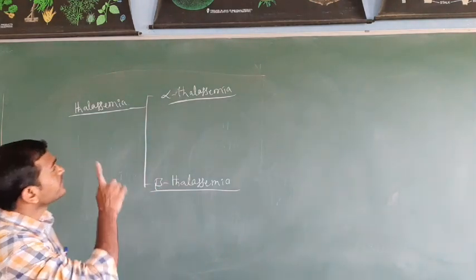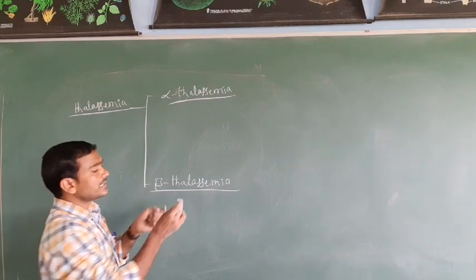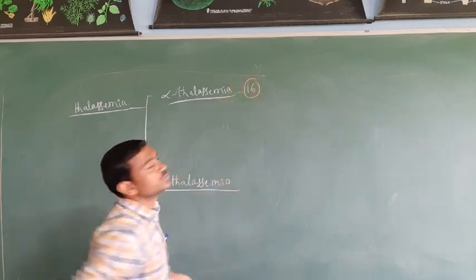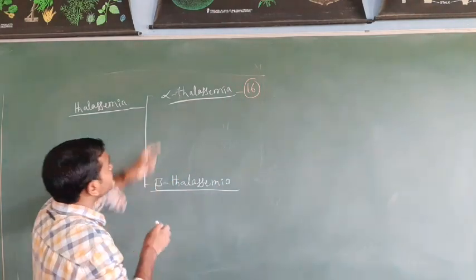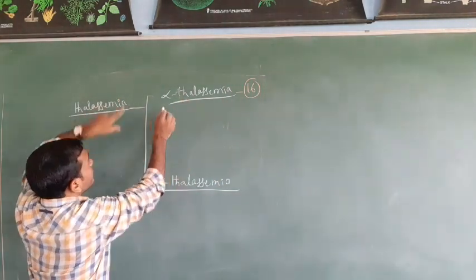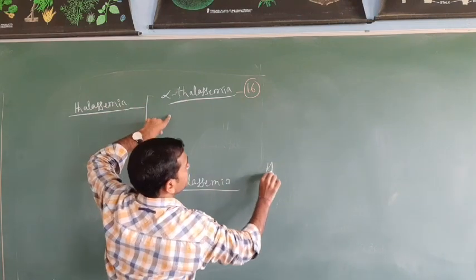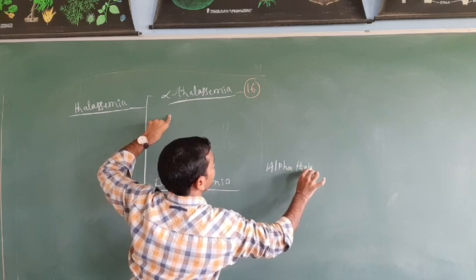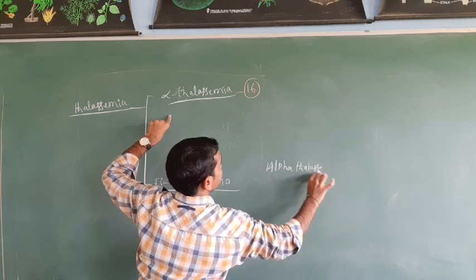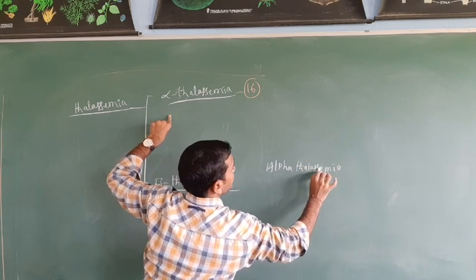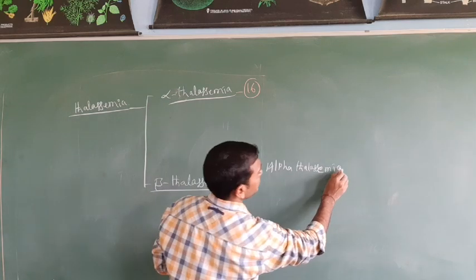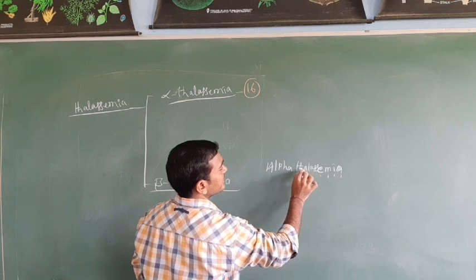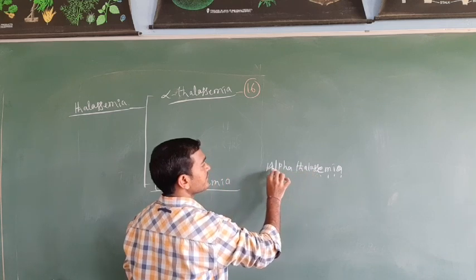Now we can take alpha thalassemia. It is located on which chromosome? The 16th chromosome. Now there is one mnemonic I want to share here. Write alpha thalassemia, ALPHA THALASSEMIA. Once you count all the letters: 1, 2, 3, 4, 5, 6, 7, 8, 9, 10, 11, 12, 13, 14, 15, 16.